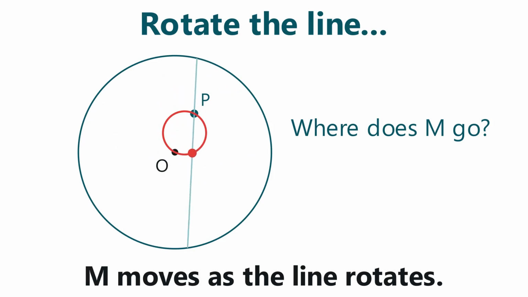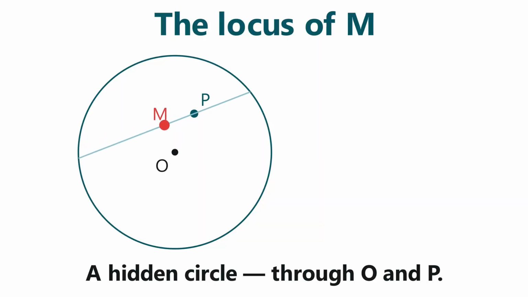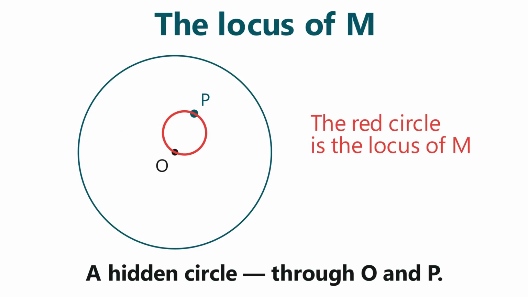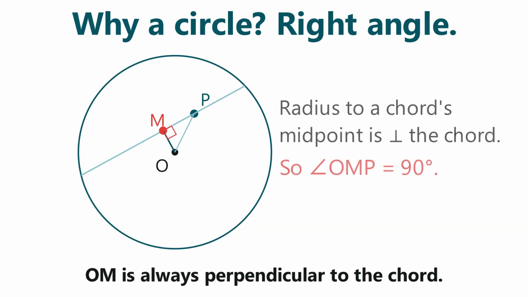How can we determine which points lie on this circle? We can see it is a circle passing through both O and P. The midpoint of every chord through P lies on this circle. Now we need to prove it and find its equation. First, find the properties that determine this movement.